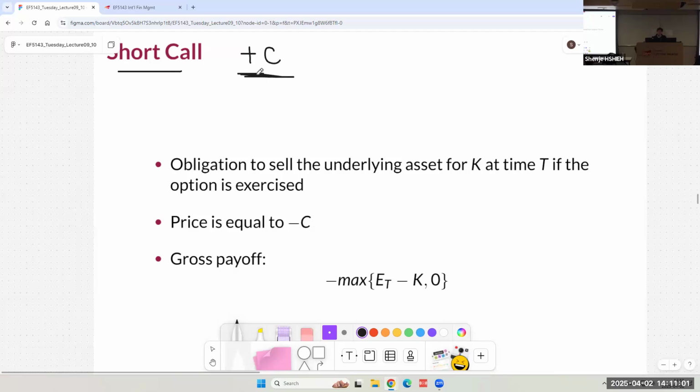That's the difference. You get something from the beginning, but you now have to pay out in the case in which ET exceeds K, right? You're the other side of the counterparty. You're the seller of the call options to the buyer, and so you have to pay out during good times in which asset prices go up. But you get that C up front at least, right?